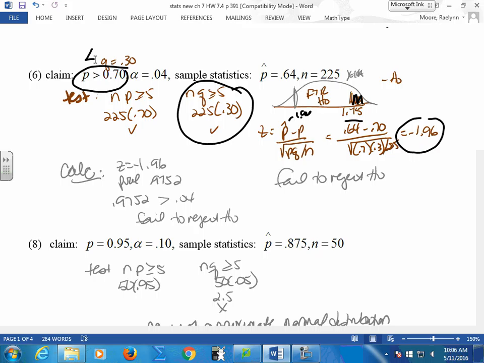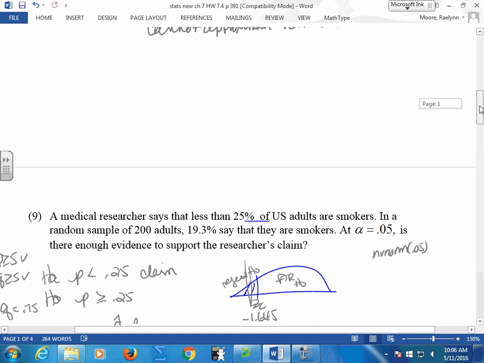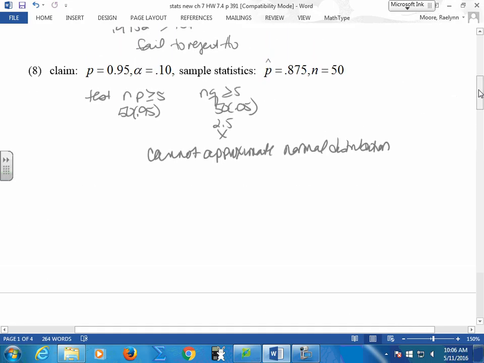I'm getting to number 8. Yeah, I'm getting there. Okay.